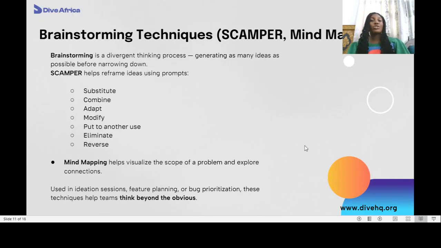Let's look at brainstorming techniques, under which we are going to be looking at the SCAMPER framework, the SCAMPER acronym, and also mind mapping. So when we talk about brainstorming, it's about creating a safe space for ideas to flow freely, then sorting and improving them later.